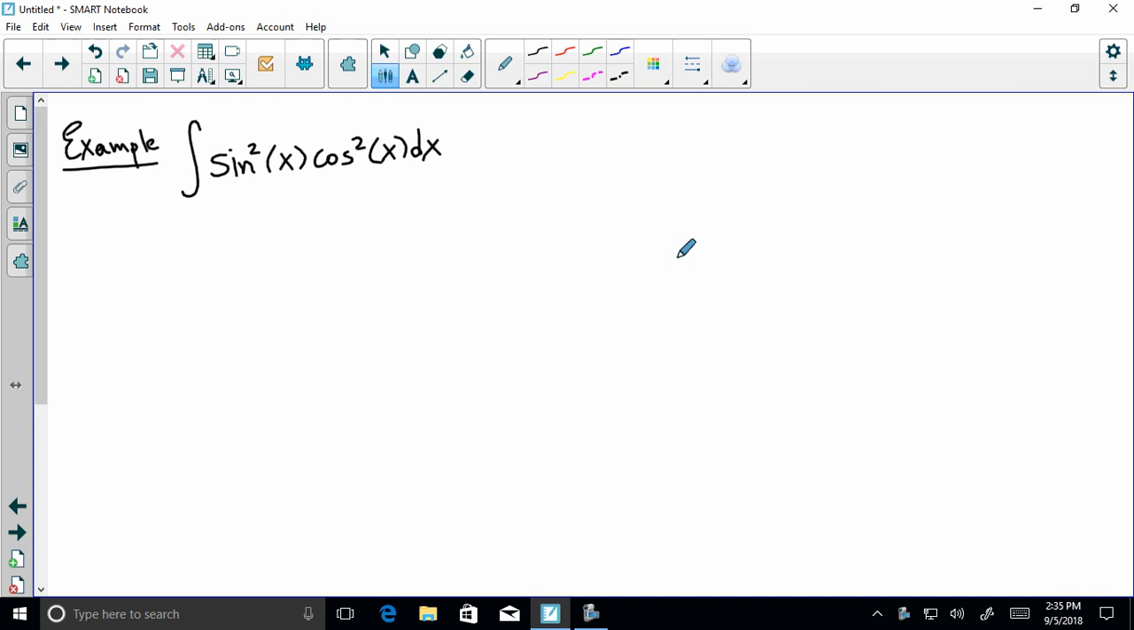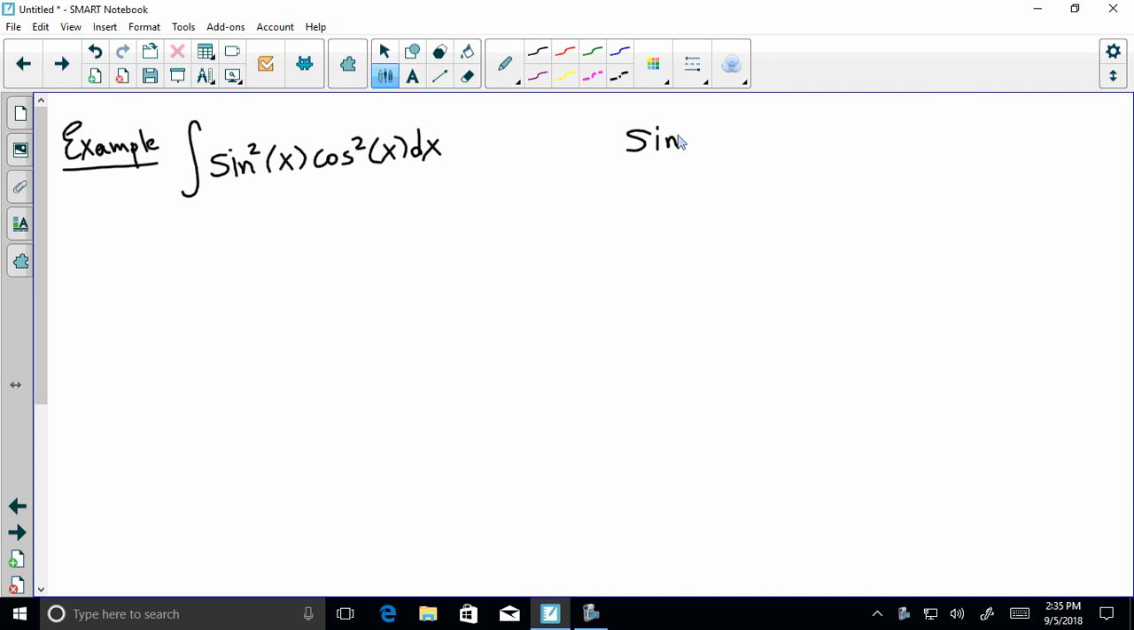So I'm also going to be recording this. Here I have the integral of sine squared x cosine squared x dx. What's the power of sine here? 2. That's an even number, right? And the power of cosine is what? 2. So that's also an even power. When we have even powers of sine and cosine, we're going to use those two identities. Let's see who remembers the two identities.